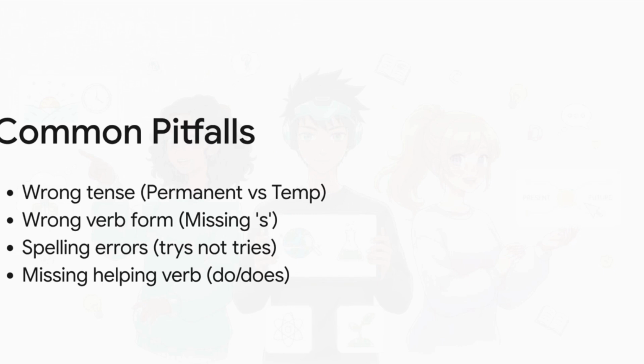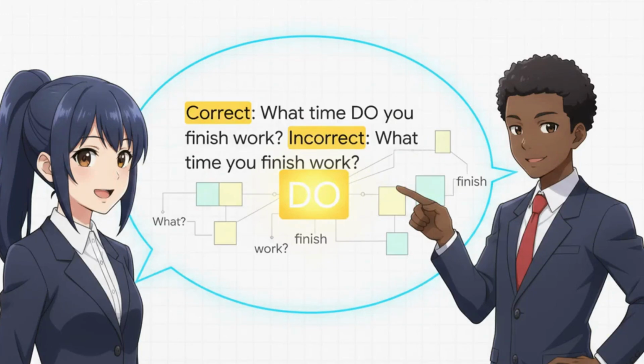And finally, forgetting to use our helping verbs do and does when asking questions with action verbs. Highlighting that last pitfall, when asking a question using who, what, where, when, or why, learners often drop the helping verb completely. Saying, what time you finish work, might be understood by the listener, sure, but grammatically it is missing a crucial piece. You absolutely must include the helping verb for an action. So the correct structure is, what time do you finish work?